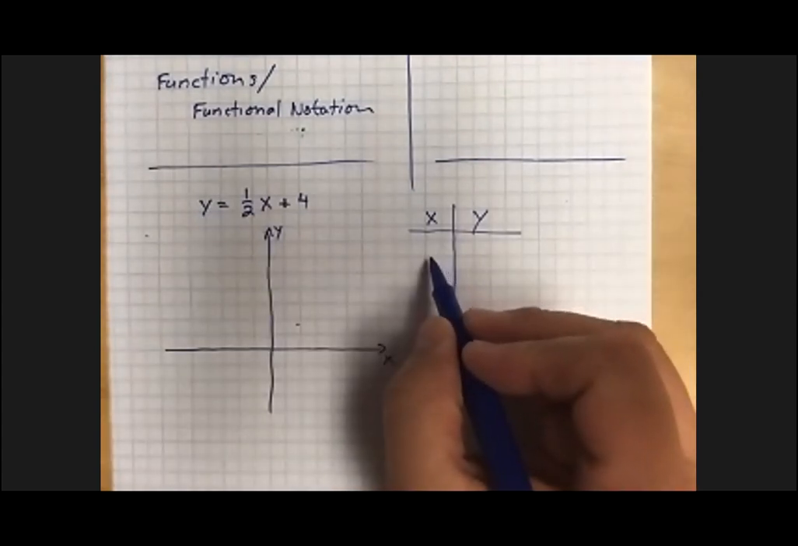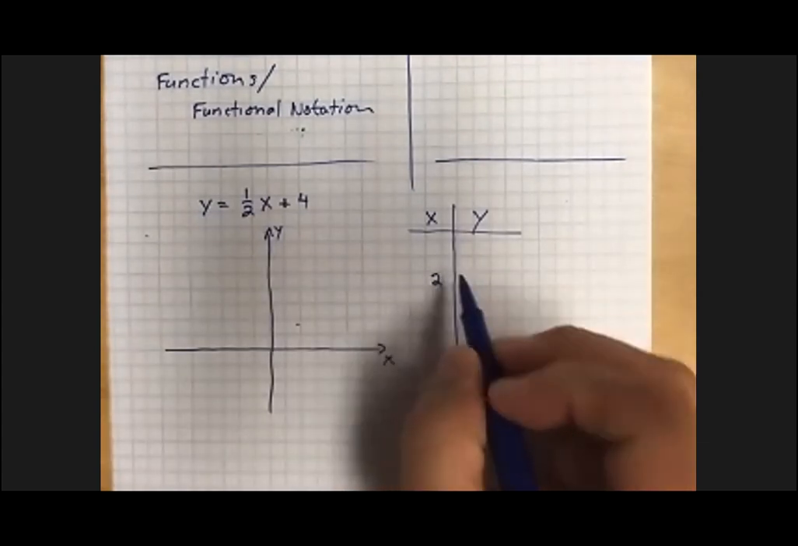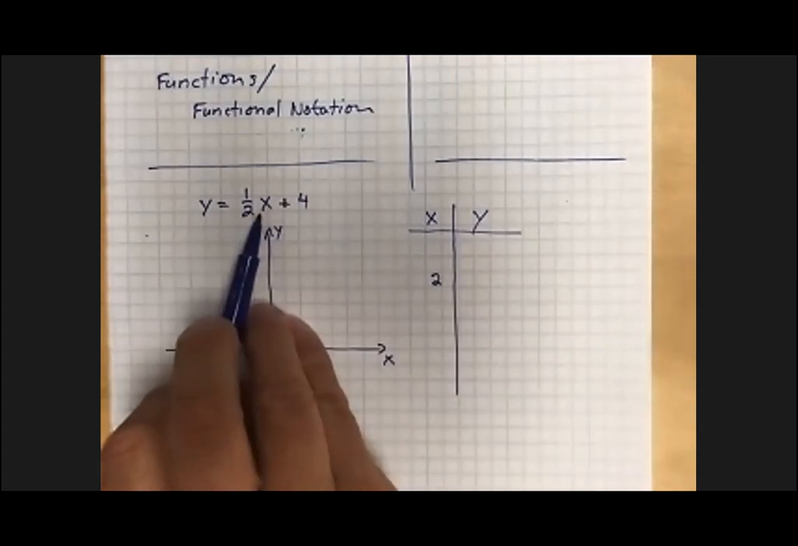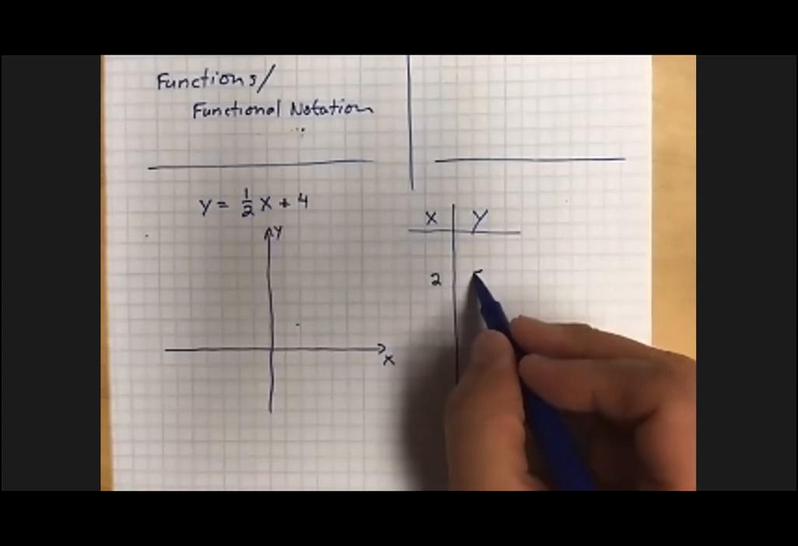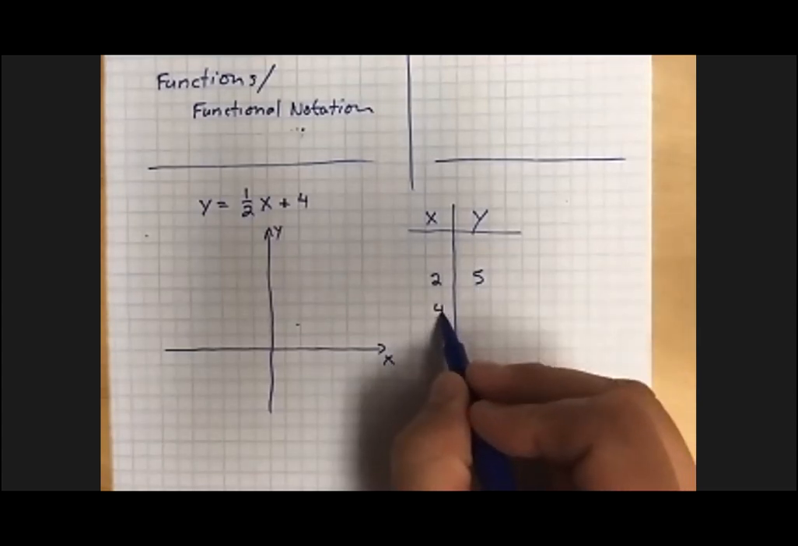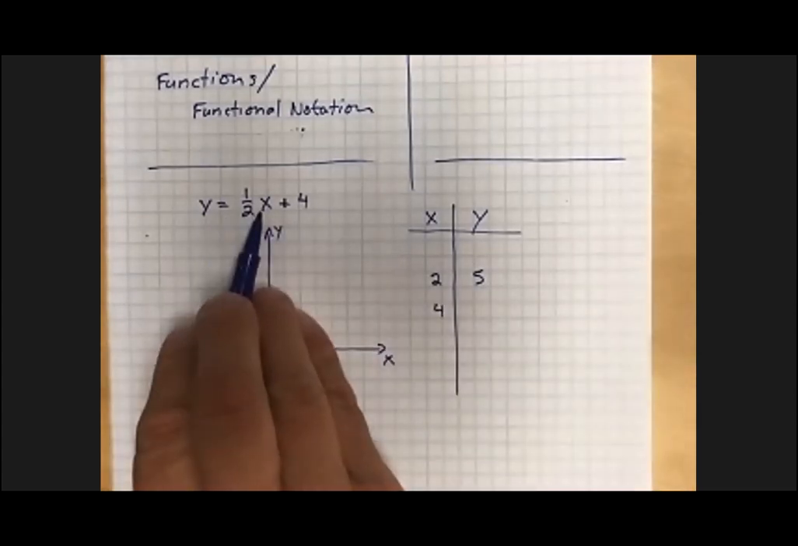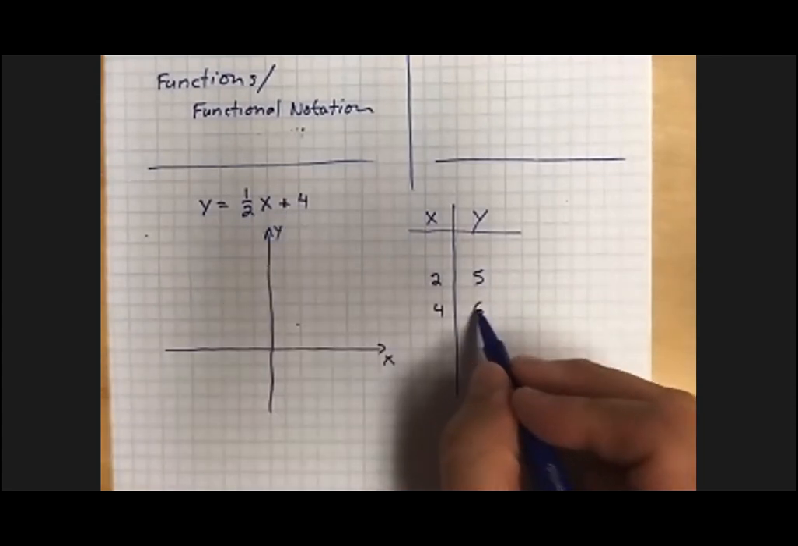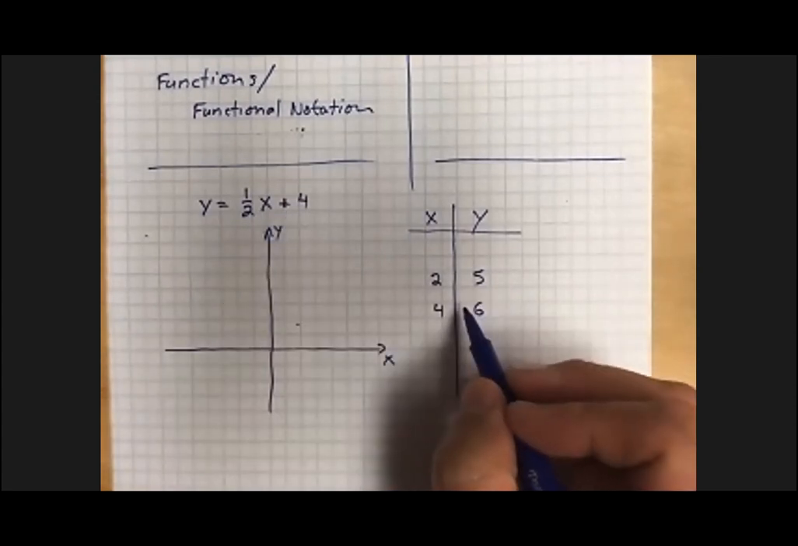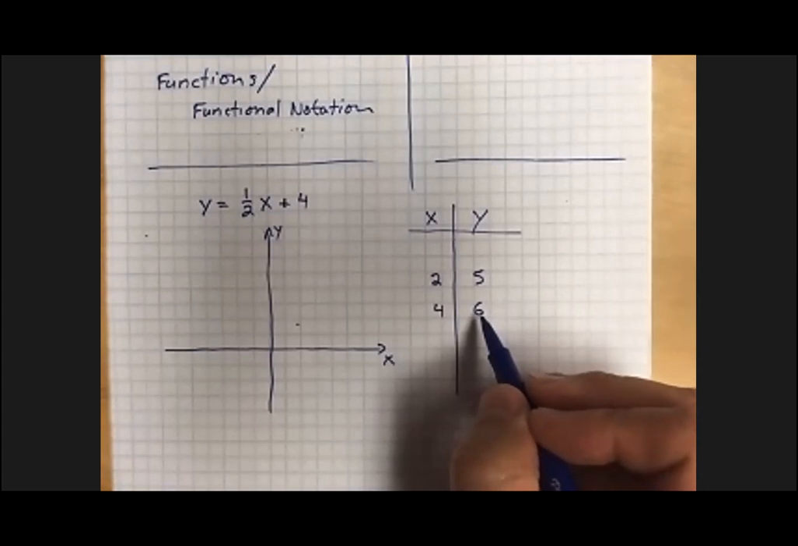So for example, if X is 2, then 1/2 times 2 is easy. 1/2 times 2 is 1. 1 plus 4 is 5. If X is 4, 1/2 of 4 is 2. 2 plus 4 is 6. Now just those 2 points alone is enough to do this problem.